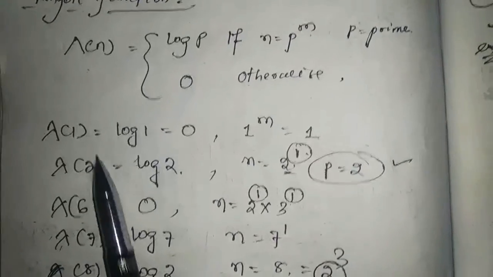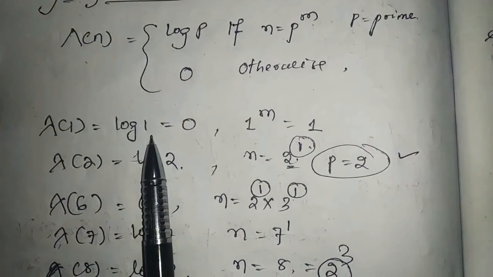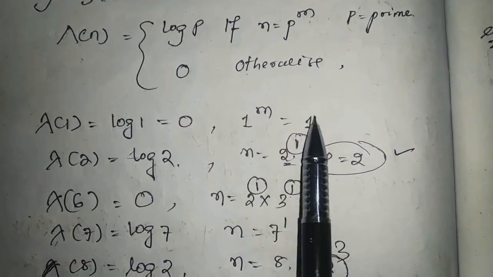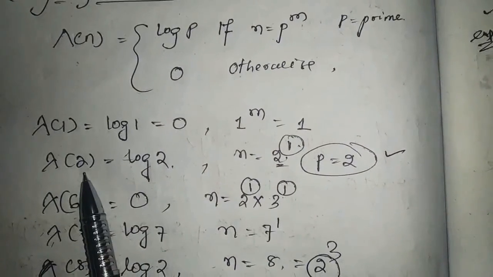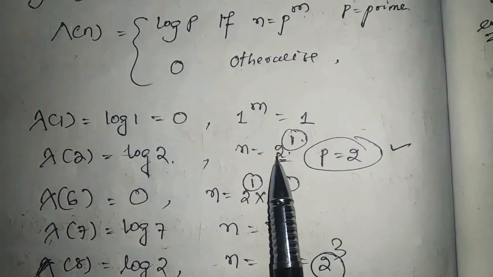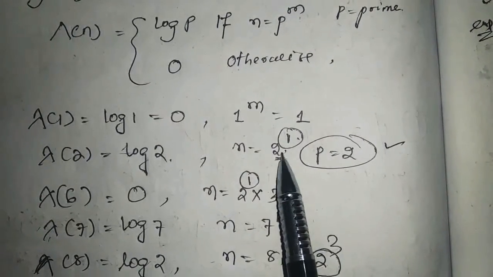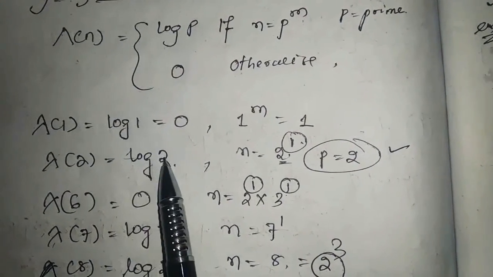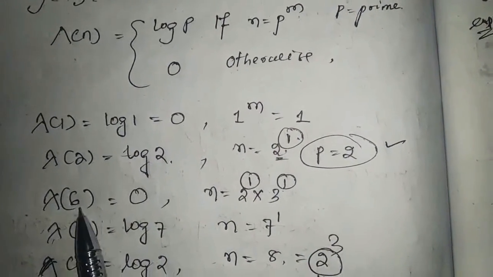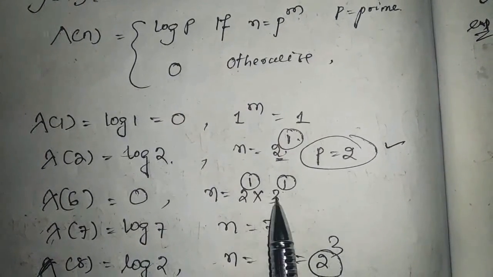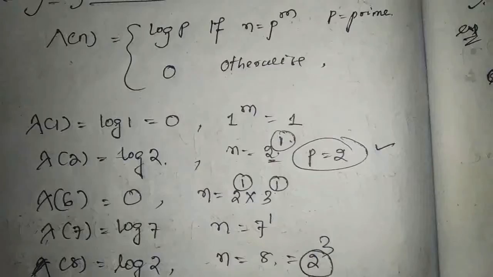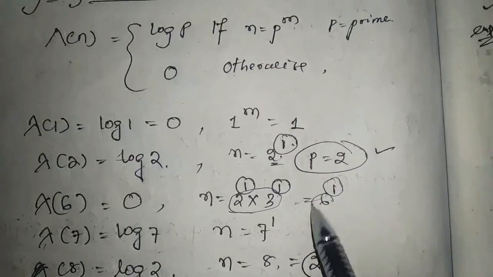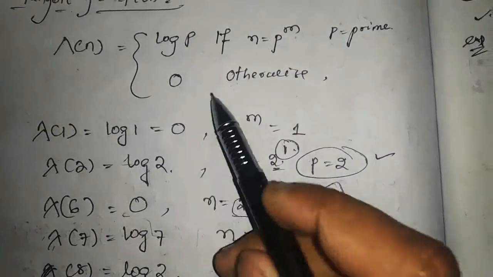Now lambda 1 is equal to log 1, since 1 can be written in the form of p to the power m. And lambda 2 is equal to log 2, since here n is 2 and 2 can be written in the form of 2 to the power 1, that is p to the power m, where p is 2, so we can write log p, that is log 2. Lambda 6: here n can be written as 2 into 3. This can be written as 6 to the power 1, but 6 is not a prime, so it gives 0.